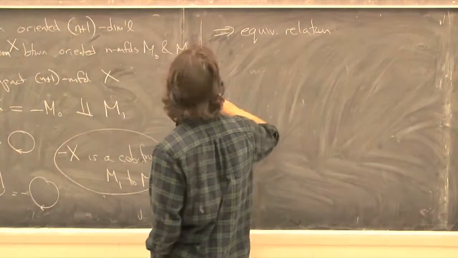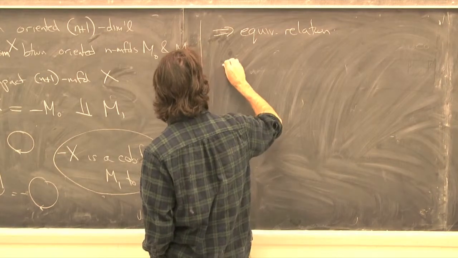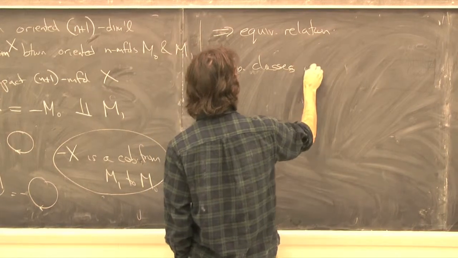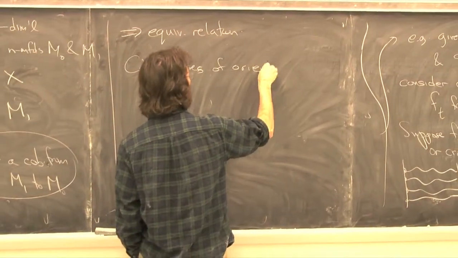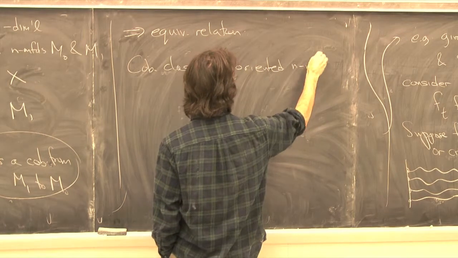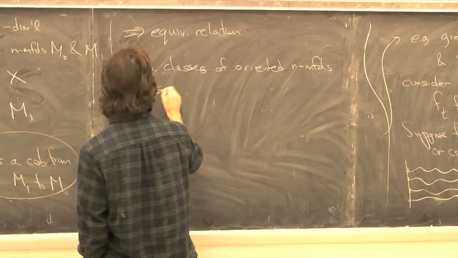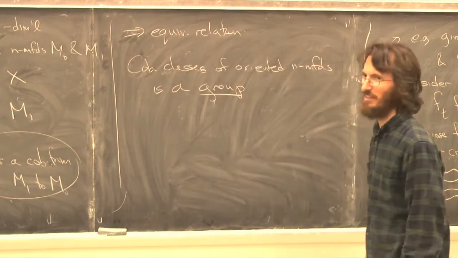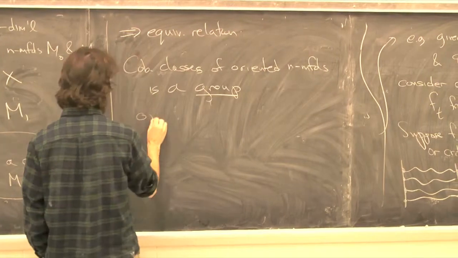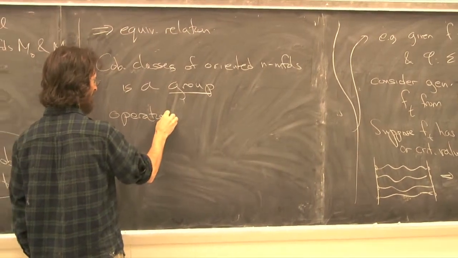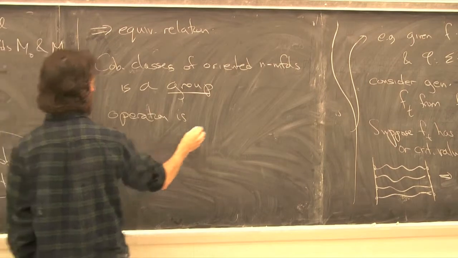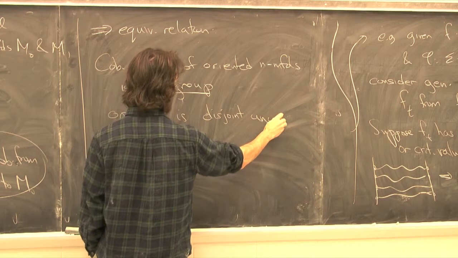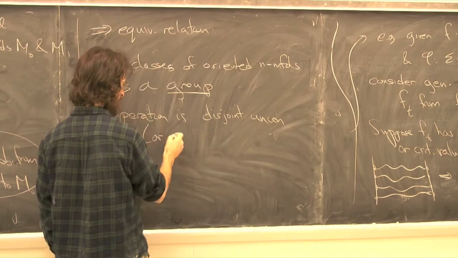And then the set of cobordism classes of oriented manifolds acts as a group. And the group operation is disjoint union. That's one way to state it. And it's actually disjoint union or connected sum.